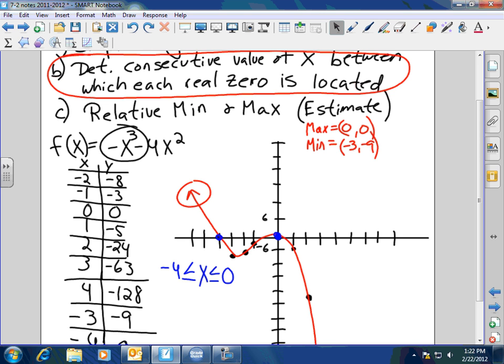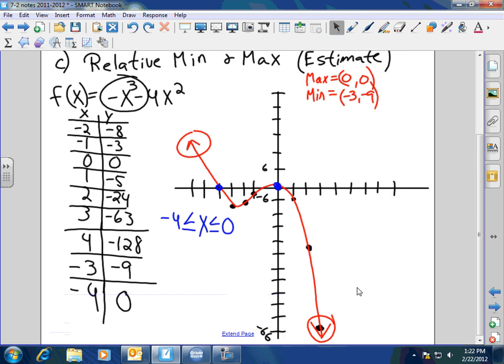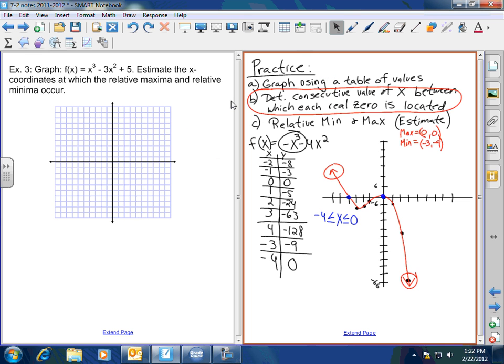Determine the consecutive values of x between which each real 0 is located. And that's it. We already found the min, and we already found the max. If it was going up and up, then this side here had to start coming up at some point. But it did not. So that's the way it is.